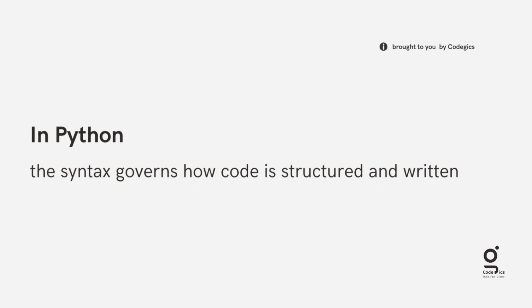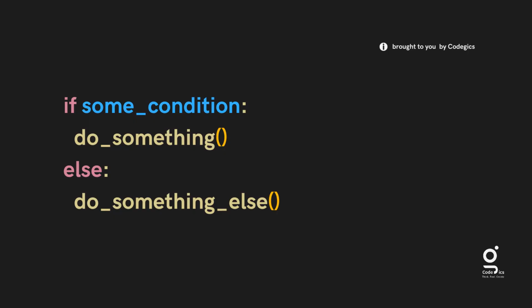For example, the syntax for a conditional statement in Python is: this syntax tells the Python interpreter to check if some condition is true, and if it is, execute the do something function. The else phrase simply means if some condition is false, then do or execute what is on this line.